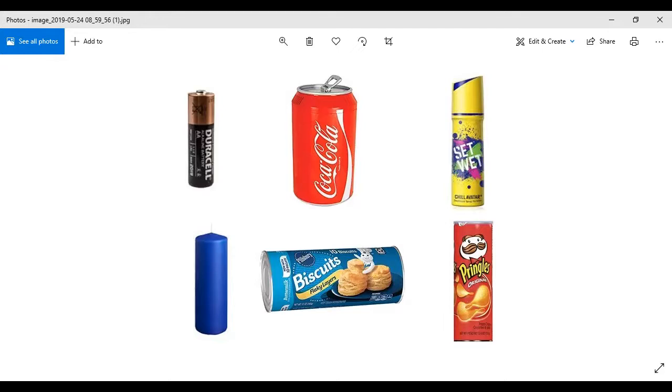Then we have a Coca-Cola tin. This is also of cylindrical shape. Then we have a body spray or maybe a room freshener, which is also of cylindrical shape, right? Then we have this, maybe this is a toy or a prop. Okay, then we have a biscuit can, right? And it is also of cylindrical shape. And then we have Pringles, everybody's favorite. This is also of cylindrical shape.